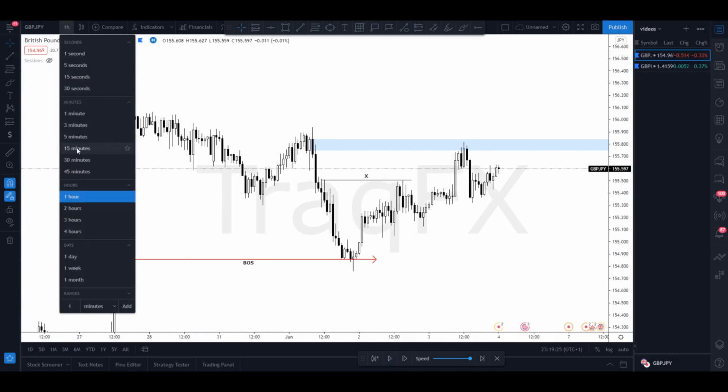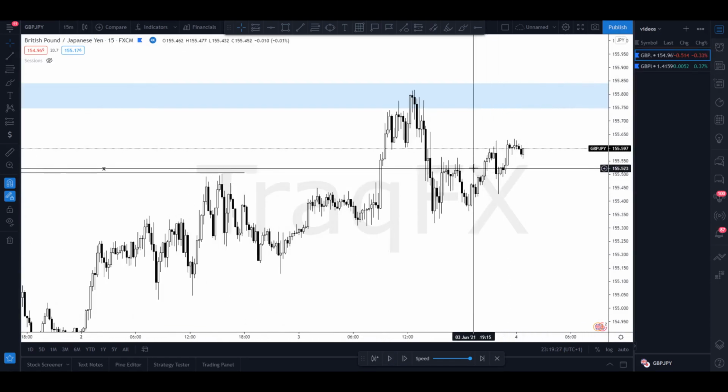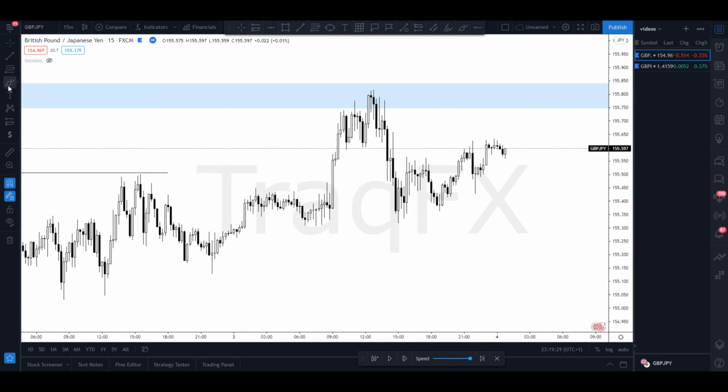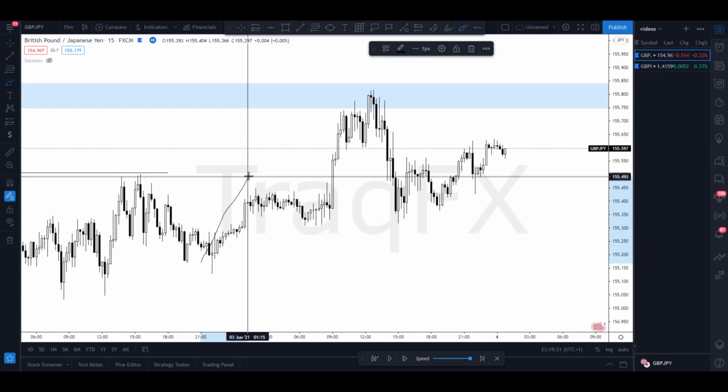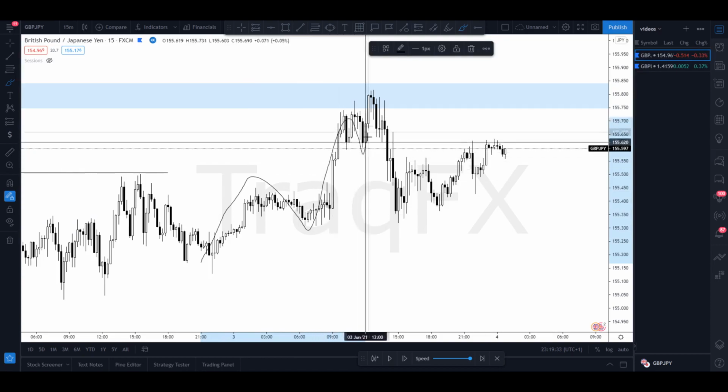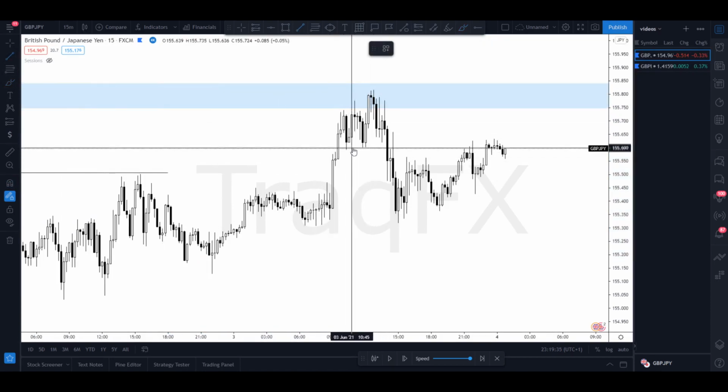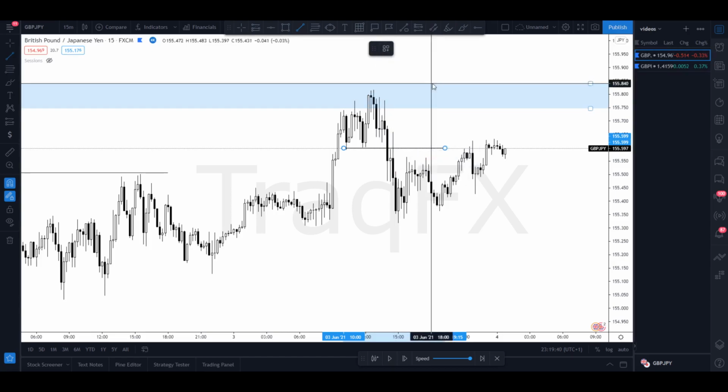So it taps into our area of interest perfectly. We're going on to the 15-minute. Now 15-minute wise, we need to see a break of structure here. So we have a high, higher low, higher high, higher low, higher high. So we broke structure right here perfectly, right? Let's go down to BOS, down, and boom.